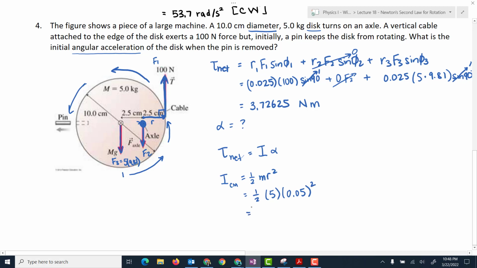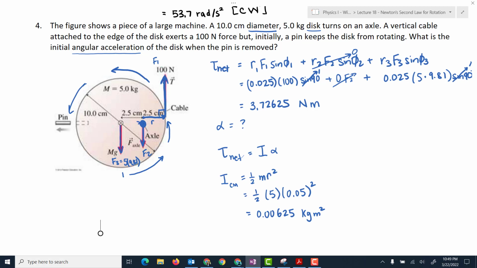I get 0.5 times 5 times 0.05 squared, and that gives 0.00625. The units again: the mass is kilograms and the r is a distance, so that's meters, so it'll be kilogram meter squared. So that's the moment of inertia of the disk if it was rotating about its center of mass. Okay, so the formulas that you see on the formula sheet, those for the disk and for the spheres, those are all about the center of mass.